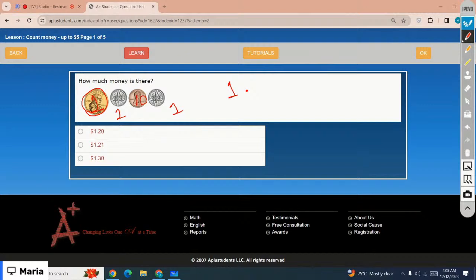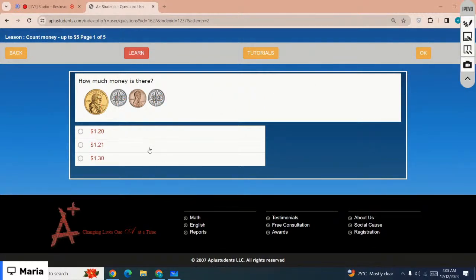You have only one dime. This is $1, and this is the dime. You can count it by 10, and this is the penny by 1. So that is $1.21. The correct option is $1.21, right? Okay, so the correct one is 1.21. Let's just select the correct option and move on to the next question.